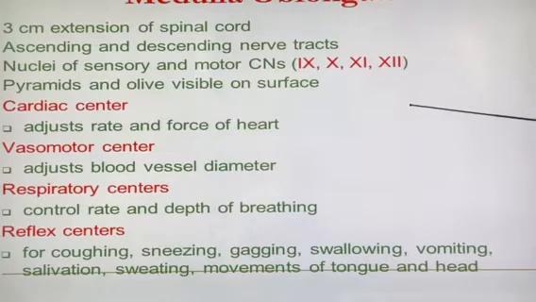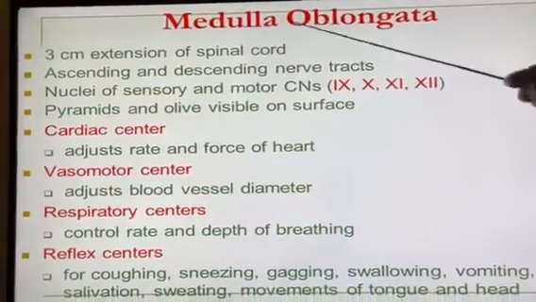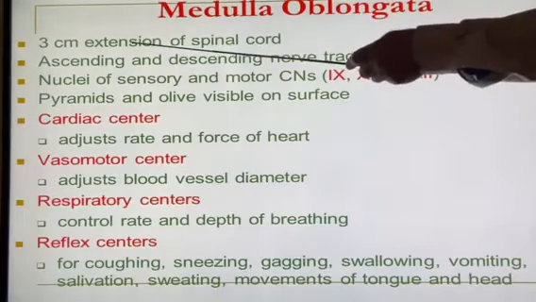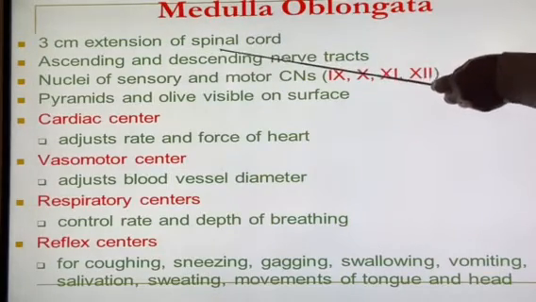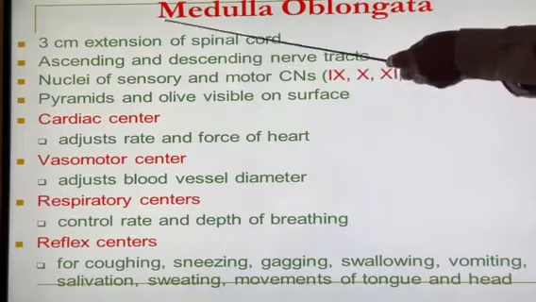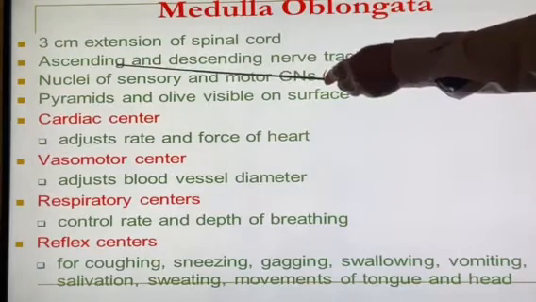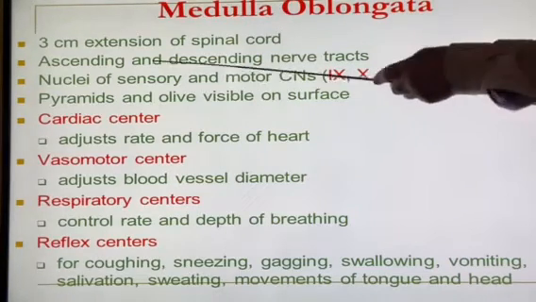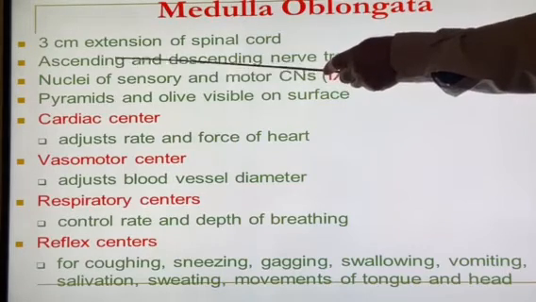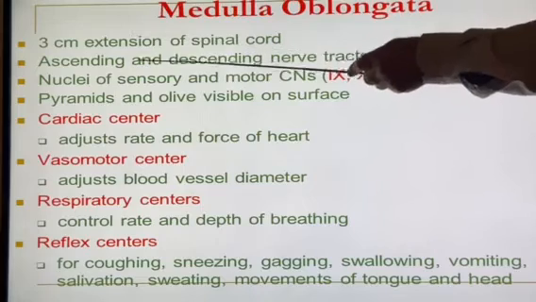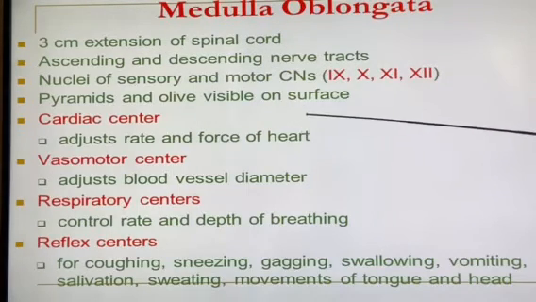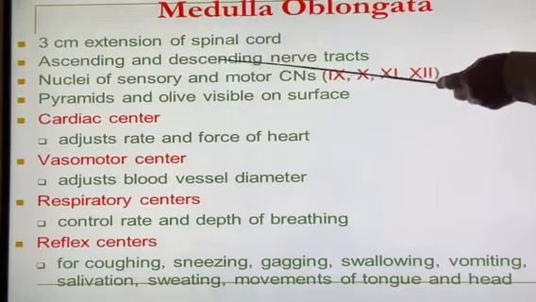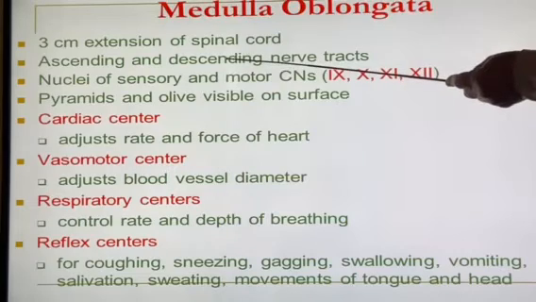I want to discuss these three parts. I will start from the medulla oblongata, the lowest part. It is a 3 cm extension of the spinal cord. There are ascending and descending nerve tracts. What do I mean by this? Ascending: fibers coming from all over the body ascend up to the brain, like spinocortical. While descending, they descend from the brain down to all over the body, like corticospinal.